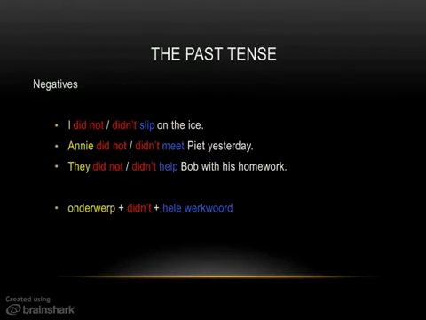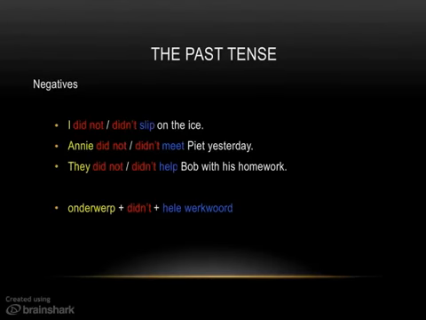Again, it's the same colours I've used for the verbs. So did, your main verb, is in red, and the infinitive, hele werkwoord, is in blue. The yellow pieces here are for the subject, the onderwerp. So in order to make a negative, you use the format onderwerp, did not or didn't, plus hele werkwoord.